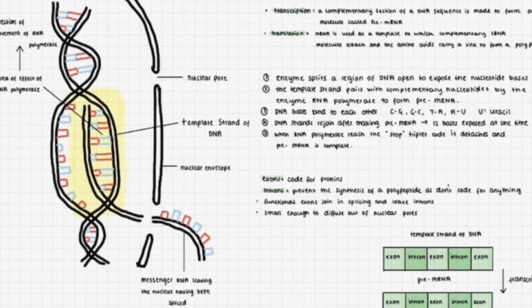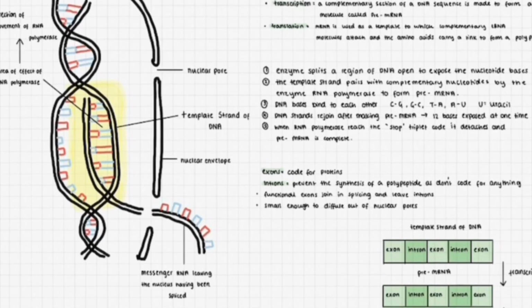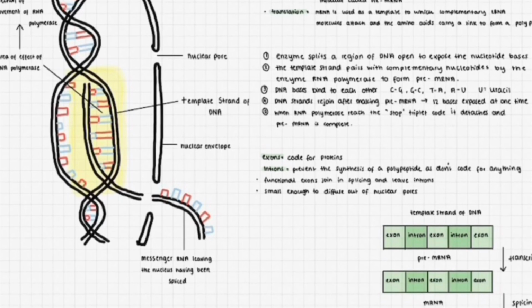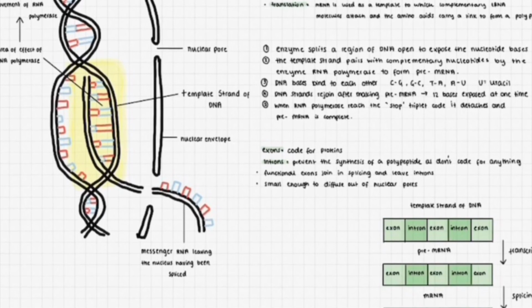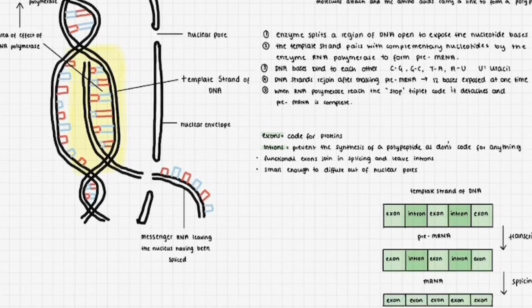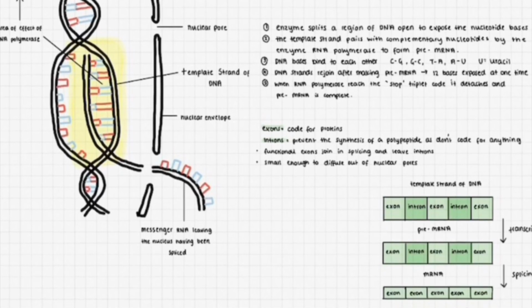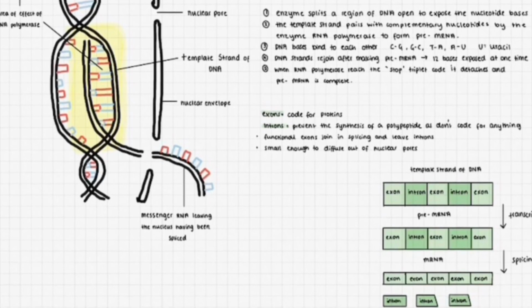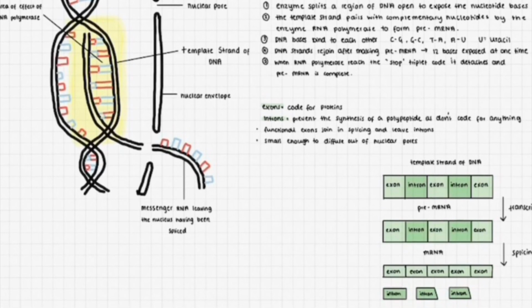The next part of producing mRNA from DNA is splicing. Firstly, DNA is made up of exons, which code for protein, and introns, which prevent protein synthesis as they don't code for anything. So in the process of splicing, base sequences corresponding to introns are removed and the functional exons are joined together.